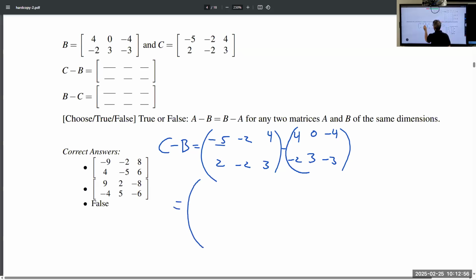So this would be -5 minus 4, which would be -9. -2 minus 0 stays the same. 4 minus -4 would be 4 plus 4, which is 8. And 2 minus -2 is going to be 2 plus 2, which is 4. -2 minus 3 would be -5. And 3 minus -3 would be 3 plus 3, which is 6.